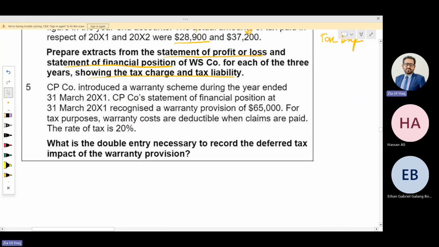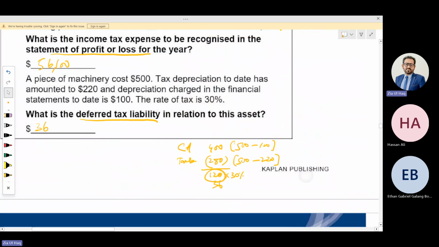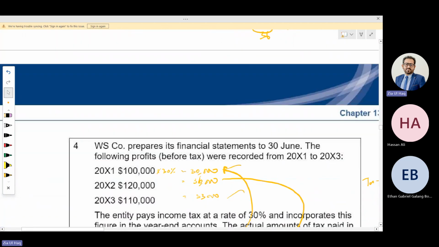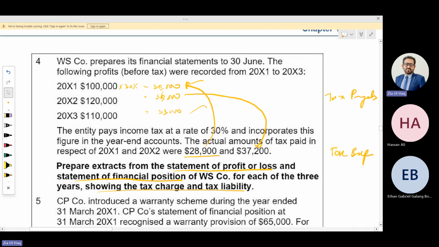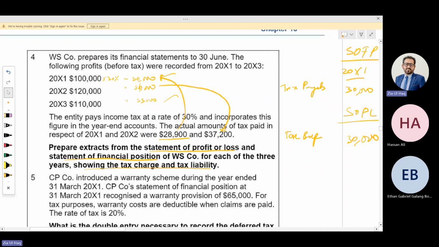Give me the answer for 5. For the second year, will it be required as a deferred tax asset? Question number 4, the second year. No, there is no deferred tax in number 4. Is there any carrying amount or tax base? No. Why is there deferred tax? Because the deferred tax liability will be negative. There is no deferred tax liability. There is only under or over provision.